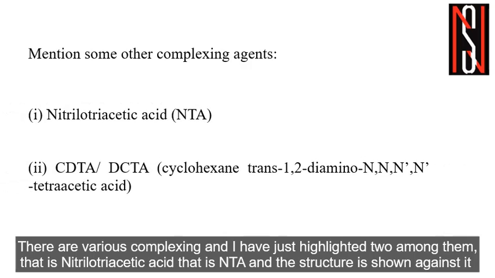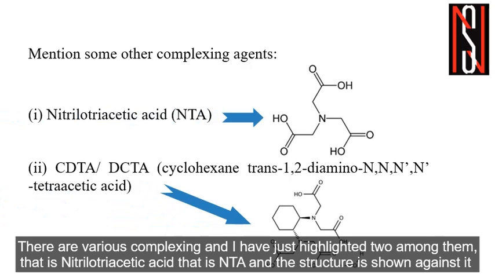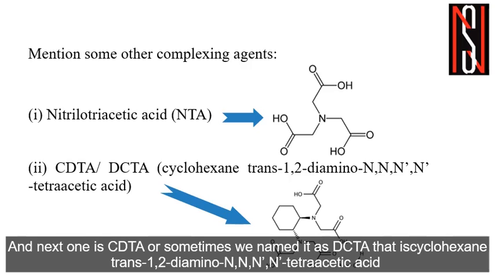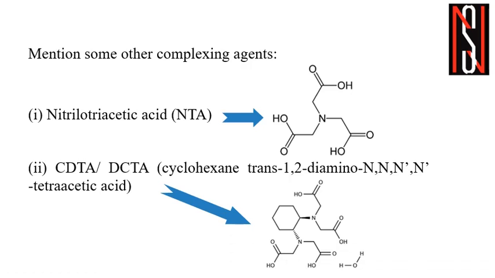Okay, so there are various complexing agents, and among them I have just highlighted two. That is nitrilotriacetic acid, that is NTA, and the structure is shown against it. And the next one is CDTA, or sometimes we name this DCTA, that is cyclohexane trans-1,2-diamino N,N,N',N'-tetraacetic acid. So these two structures I have already shown in this slide.